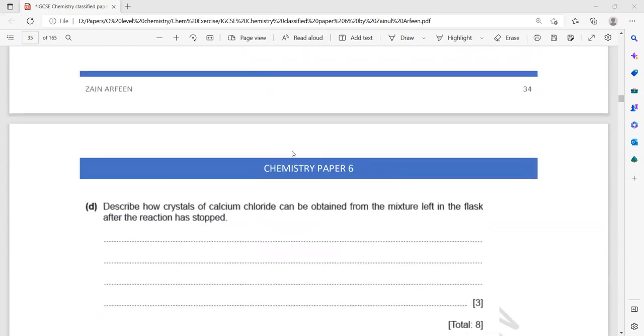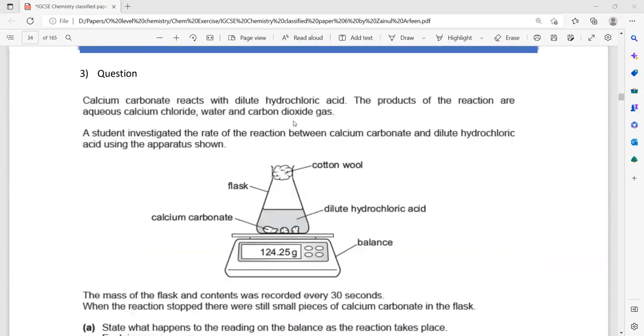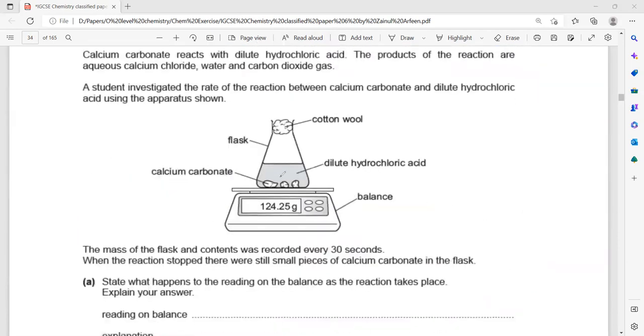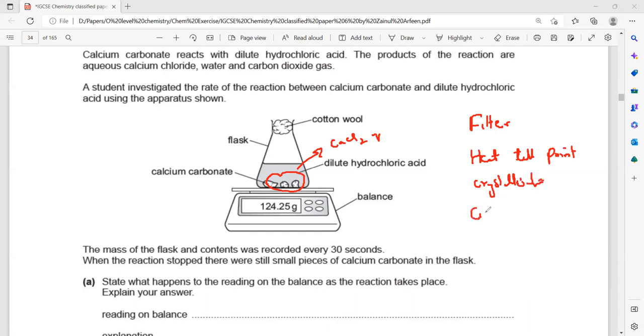Then describe how crystals of calcium chloride could be obtained from the mixture. First, when this reaction occurs, still some pieces of calcium carbonate are there. So first we should filter it, to remove the unreacted calcium carbonate. Then we heat it till the point of crystallization. Then we leave it in a cool place to cool the solution. And then we dry the crystals with filter paper to remove water.